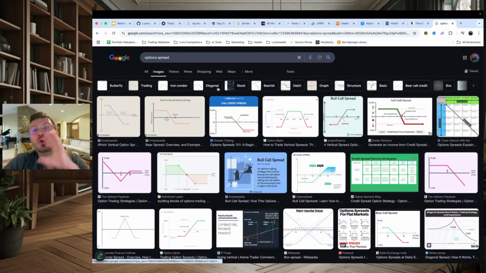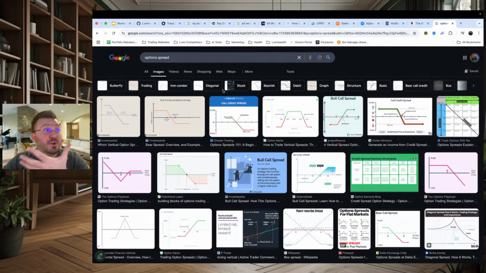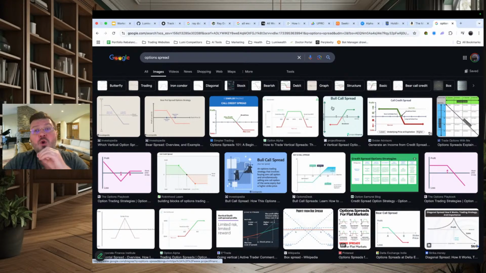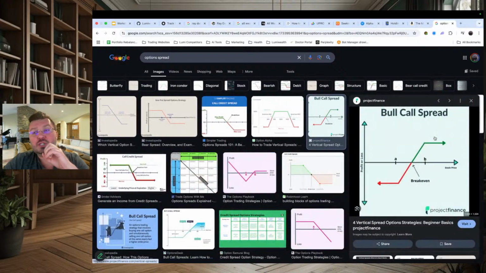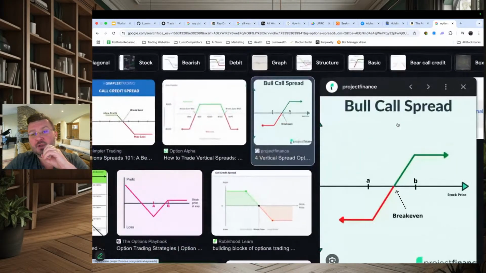Now, you could do a whole combination of all these different things to do some very interesting stuff with options, right? One of them is a call spread, right? So here is what that looks like, okay?